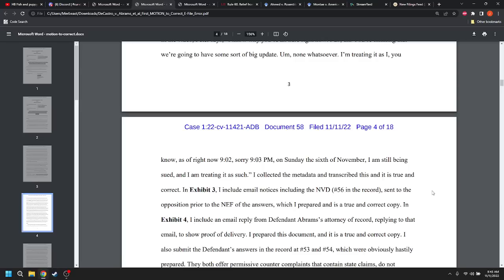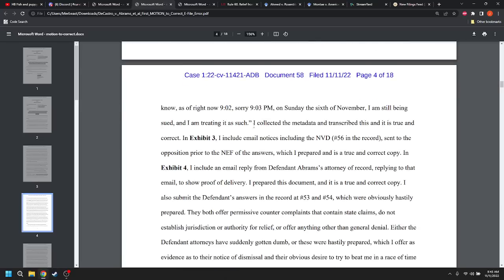I collected the metadata and transcribed this, and is true and correct. In Exhibit 3, I include email notices, including the notice of voluntary dismissal, sent to the opposition prior to the notice of electronic filing of the answers, which I prepared and is a true and correct copy.